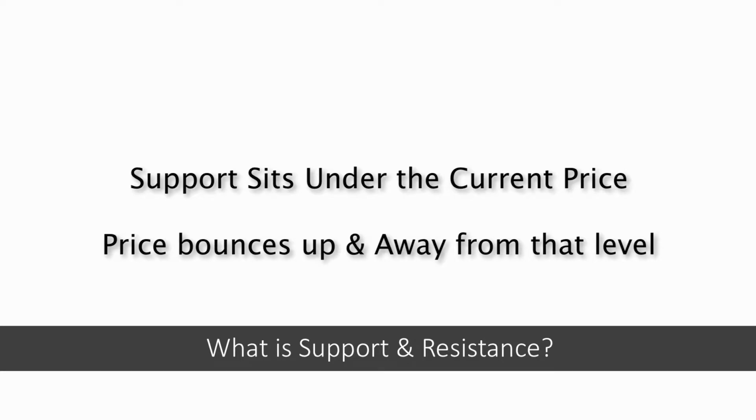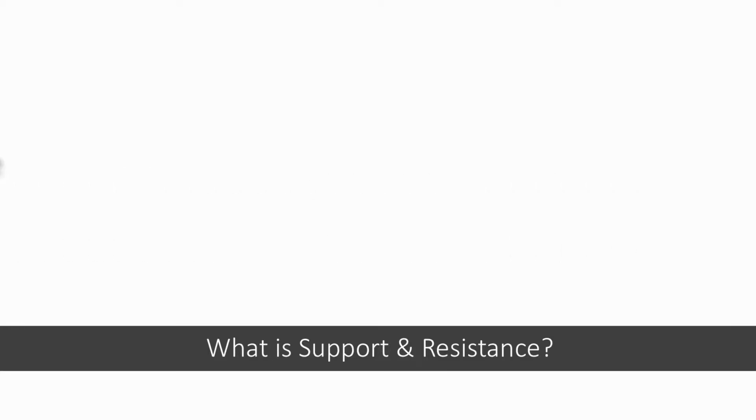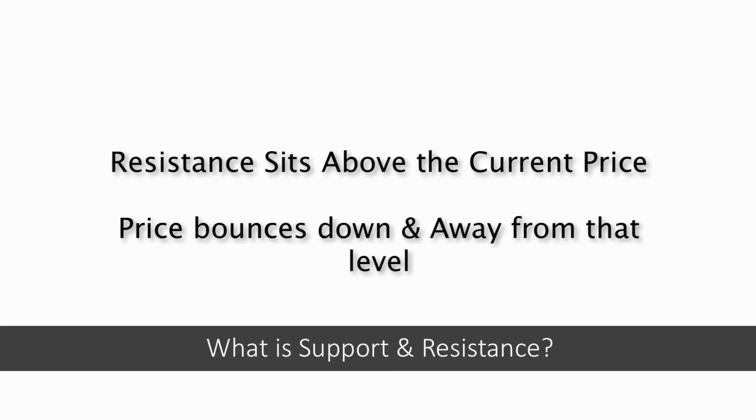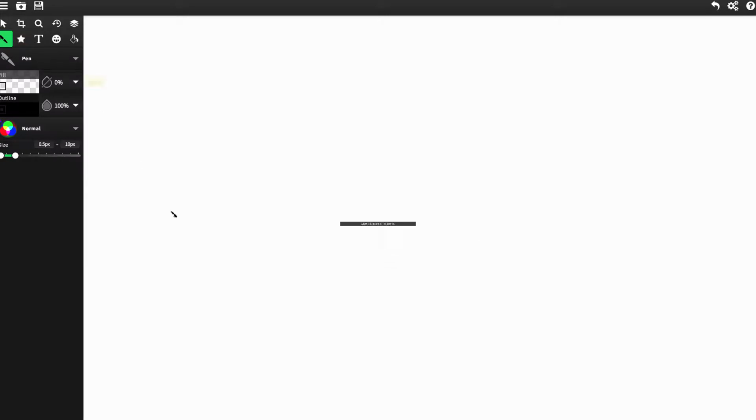A support level sits under the current price of the asset, and if price comes down near that level, for it to be support, the price would bounce up and away from that level. And oppositely, a resistance level is above the current price. So what this means is that if price is travelling up in value, it will hit that level and bounce back down in price. So if we take a quick look at a diagram just to explain that.